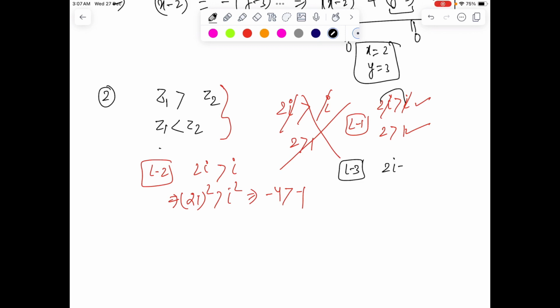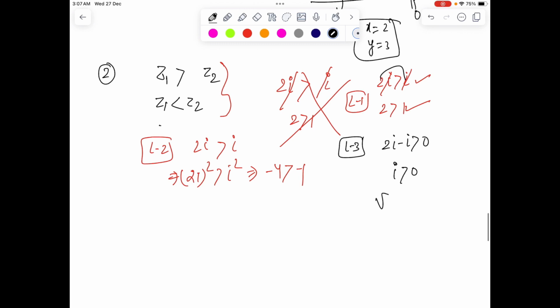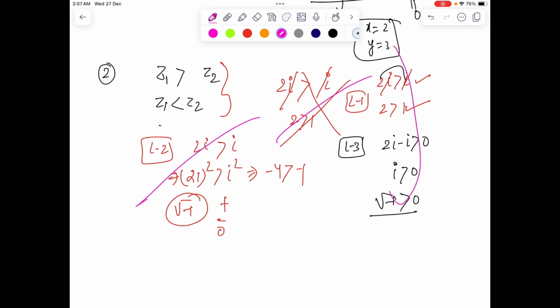If you think like 2i minus i is greater than 0, it shows like i is greater than 0. What does it mean even? Root minus 1 greater than 0. It's again nonsensical, because root minus 1 you visualize as an operator. So root minus 1 cannot be treated as a positive number, negative number, or 0. The reason is these logics are all contradictory, so you don't have a definite way of telling this.